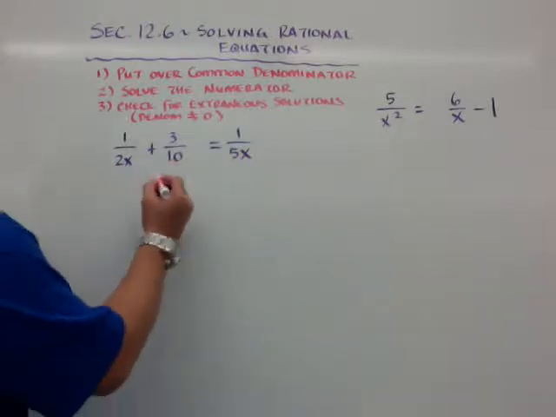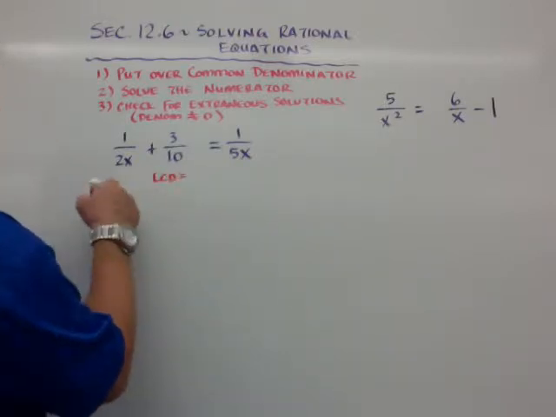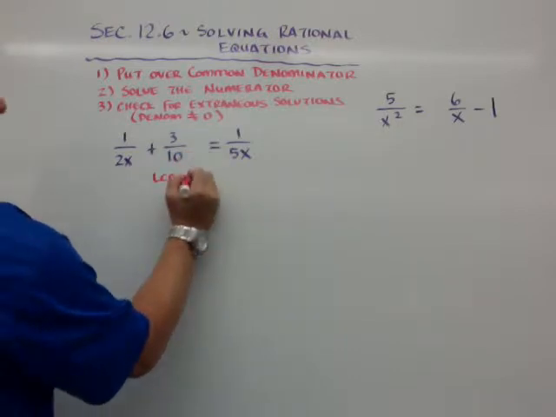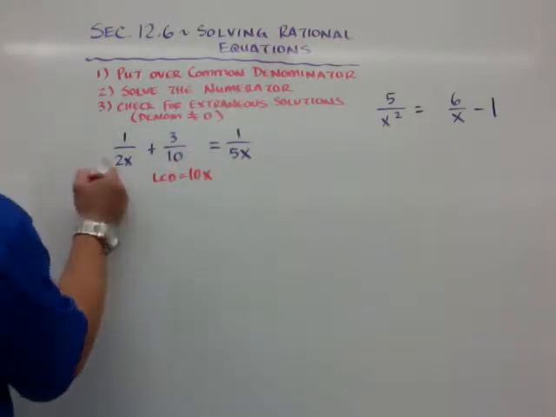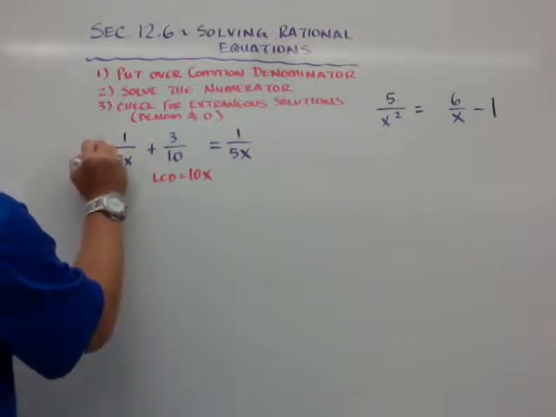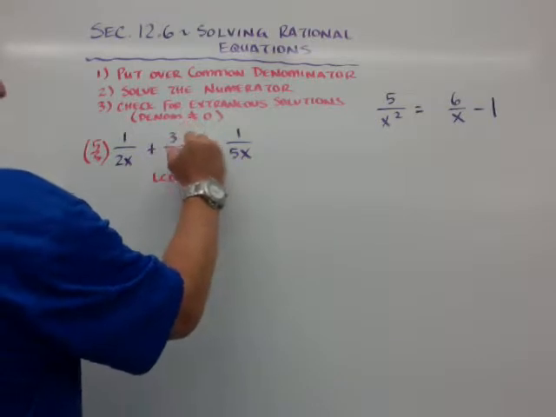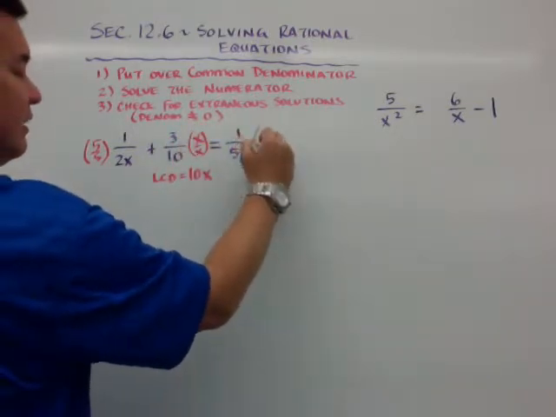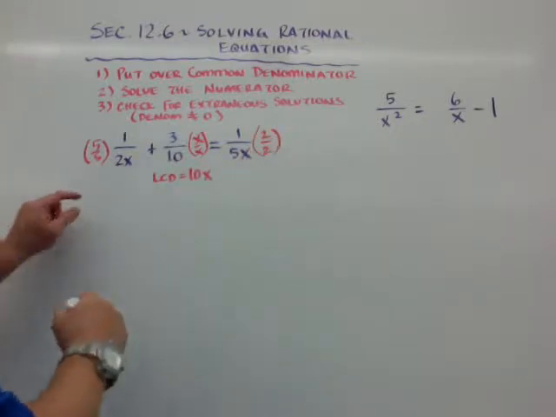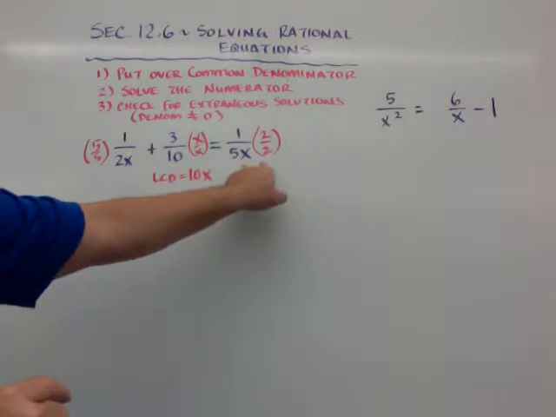So if I look over here, my least common denominator is going to be between 2x, 10, and 5x. I can see it's going to be 10x. Which means I need to multiply this 2x by 5, this 10 by x over x, and 5x by 2. And now if you just look at the denominator, I get 5 times 2x is 10x, 10x, and 10x.